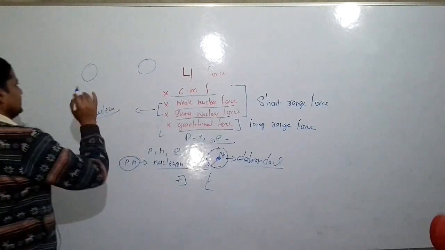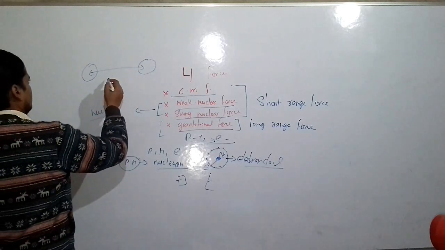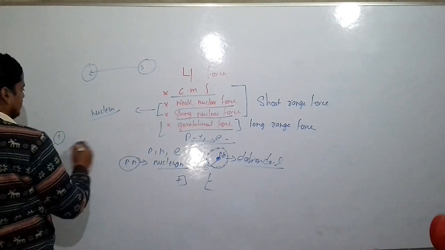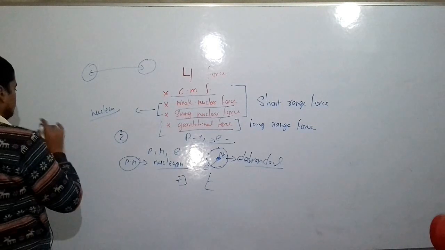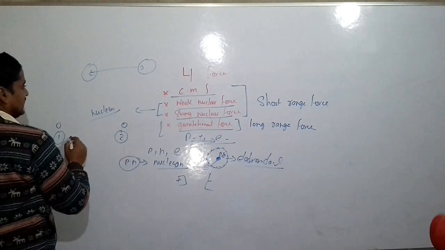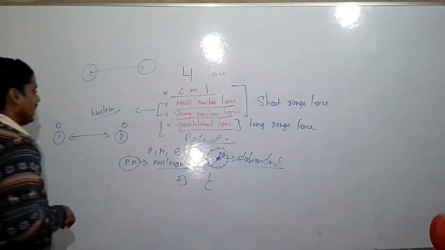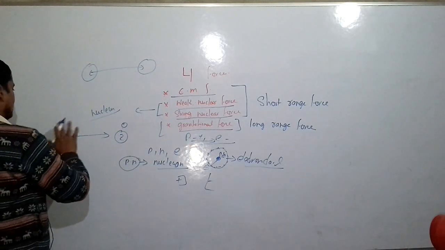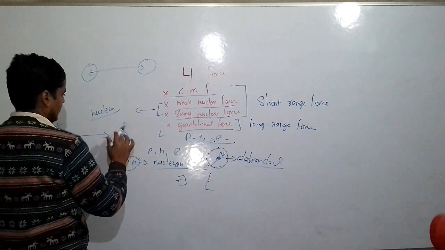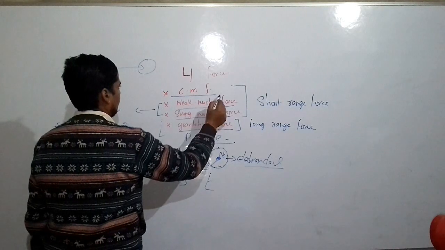Gravitational force works between two electrically neutral objects. It means, suppose there is an object 1, there is another object 2, and total charge on both these objects is 0, then the force which will work between these two is gravitational force. And suppose there is a net positive charge on object 1, which is plus, and a net negative charge on the second object, which is minus, then what will happen? There is a force which is called electromagnetic force.